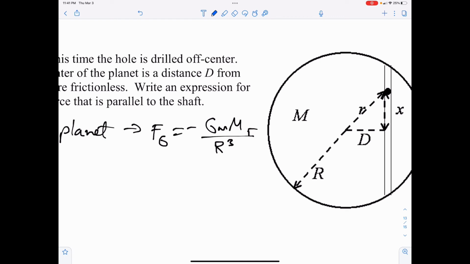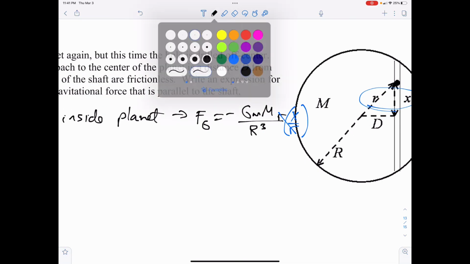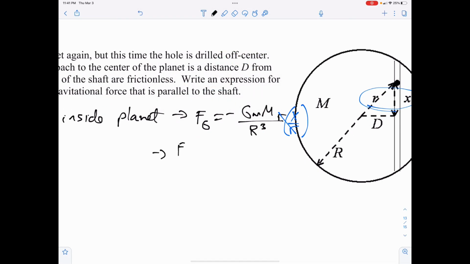And that ratio right there, you see we end up with negative big G, little m, big M, x over r cubed.